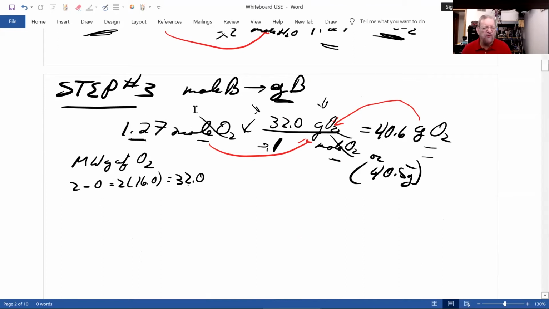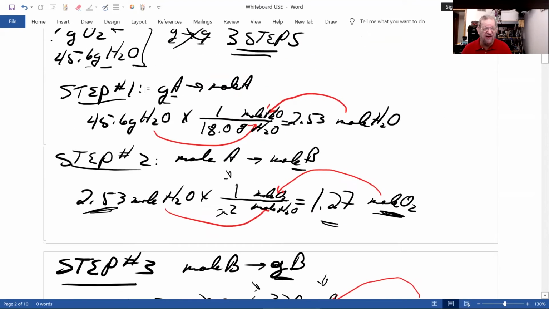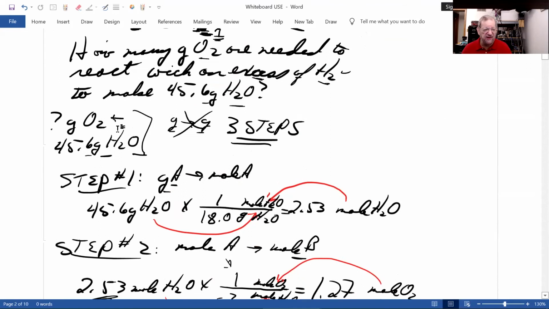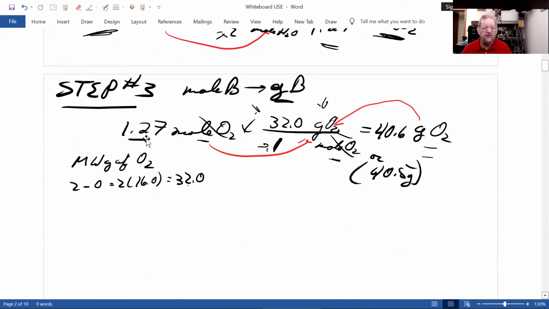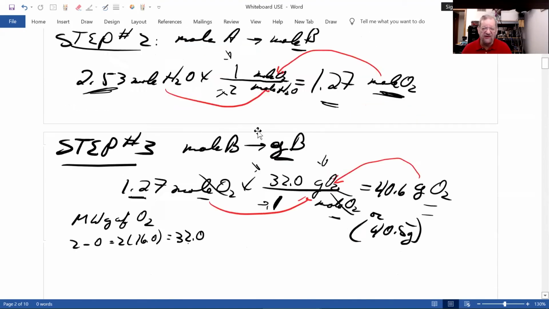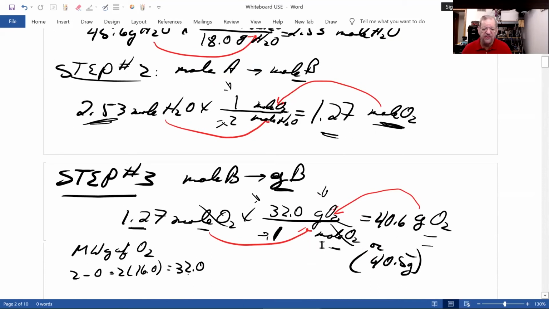And now we want to go from moles of B to grams of B, which is what we want for our answer. In this case, B is oxygen. So we start with moles of oxygen, which we just figured out, and we want to go to grams of oxygen. Once again, we'll use our good buddy, unit analysis: whatever we're trying to get to, we put on top, and whatever we're trying to get rid of, we put underneath. Where do we get these numbers?